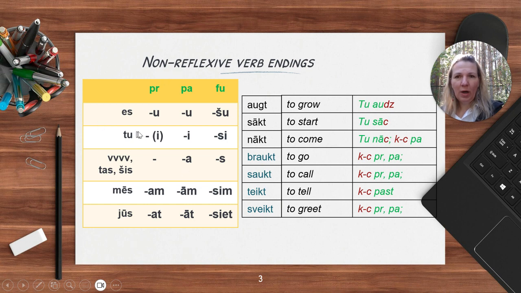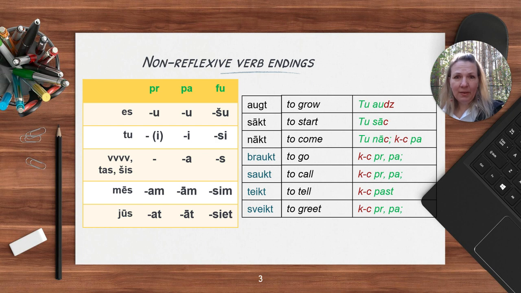Tu audz, tu augi, augsi, viņš aug, so we go back to g and stop with that. Viņš auga, augs, mēs augam, augām, augsim, jūs augat, augāt, augsiet. You see, the only strange part is in here. We need to remember the g changes to z, to audz.